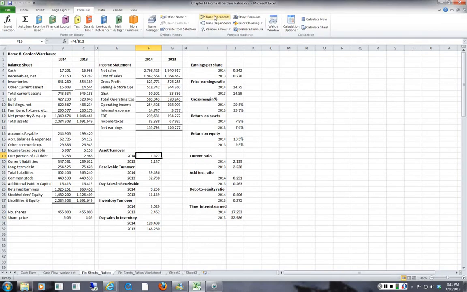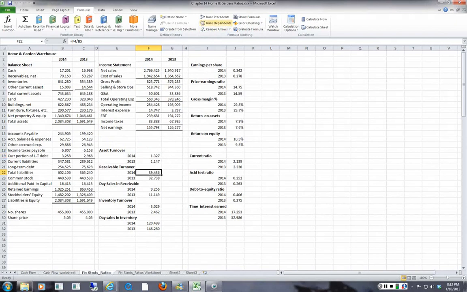Asset turnover, as you can see, takes sales and divides it by the total assets. So the assets, dividing that in there, is 1.37. And you look at that, it's better than it was for the preceding year.